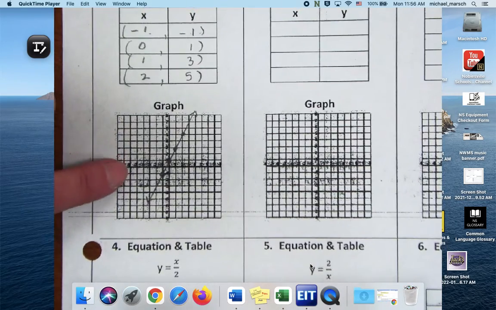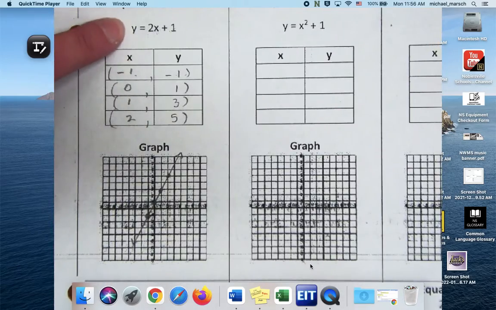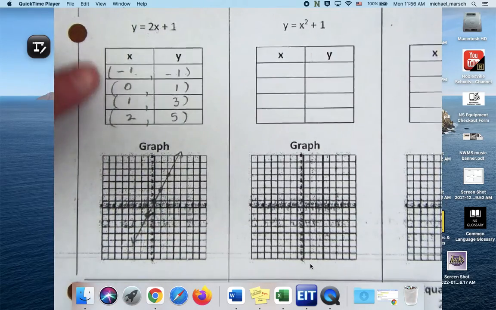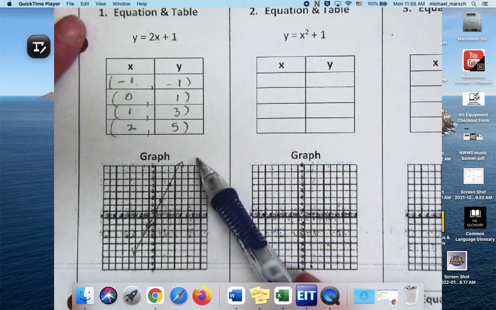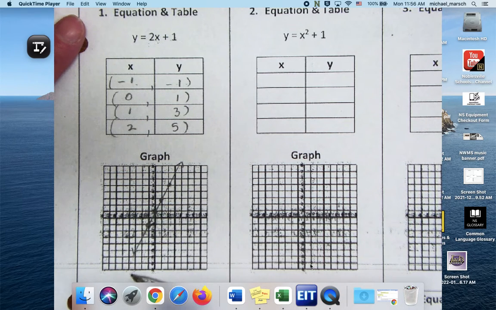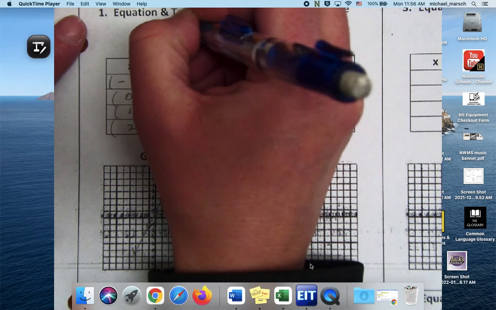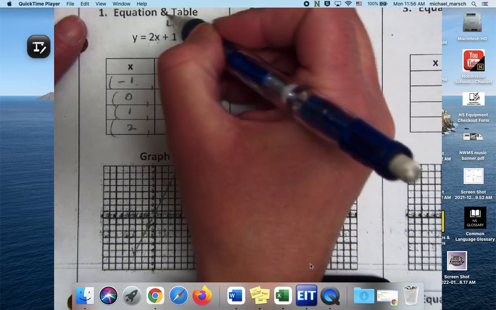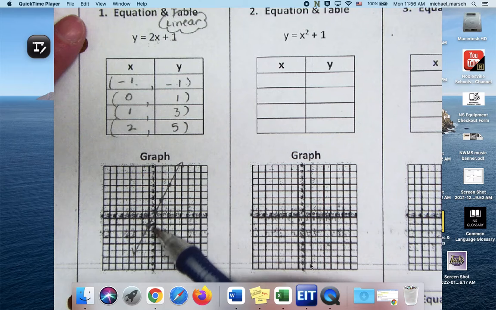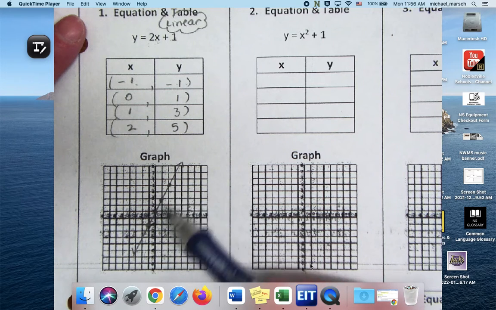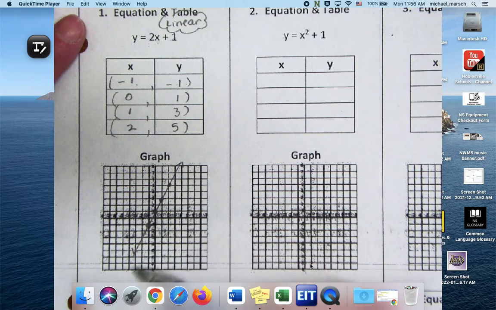So when we look at the graph based on the table that we got from the equation, do we have a linear or nonlinear situation? Is this graph a straight line? So is it linear or nonlinear? Linear. The line that we made is a straight line. When I connect the points, it makes a straight line.